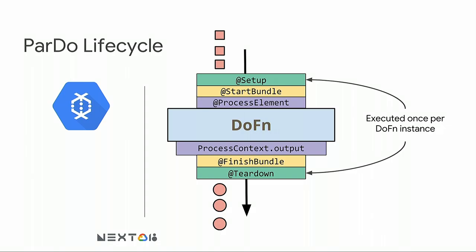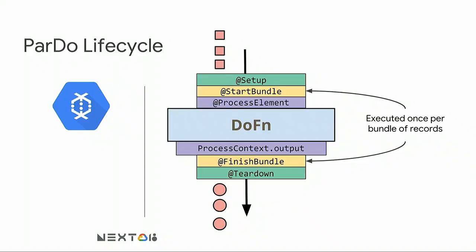So where do we do our connection initialization and teardown? We're going to do that in setup and teardown, just like it sounds like. And the reason being is because it's executed once per DoFn instance. So as these functions are distributed across your worker pool within your job, it's executed once, and so you don't have a ton of setup and teardown connections. It is rather expensive to create new connections and tear them down all the time.